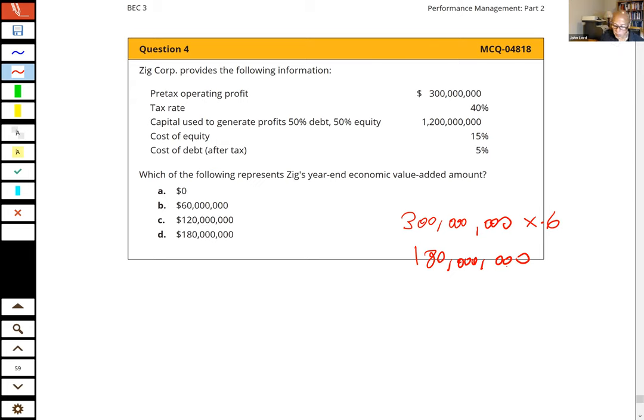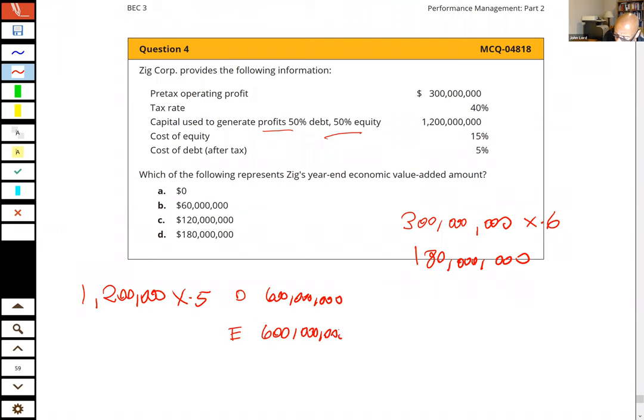And then I have to figure out the cost of capital. What made this question a little bit different from what we saw before is that rather than just giving me one number for the cost of capital, they say 50% is debt and 50% is equity, the capital used to generate the profit. So if I take the 1,200,000, and I multiply that by 0.5, that means 600 million, and again, the hard part for me was making sure I got all the zeros in there. You wouldn't think a guy who worked for the government all those years would have trouble with these big numbers, right? But 600 million is going to be the debt piece. The equity piece is also 50%, so it's going to be 600 million. And then I just apply the particular cost of capital to each one of those.